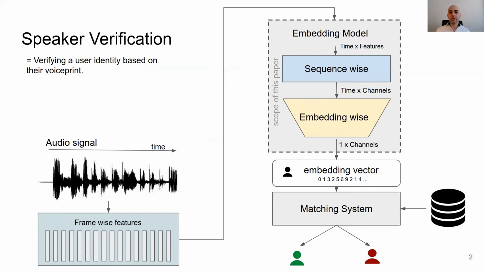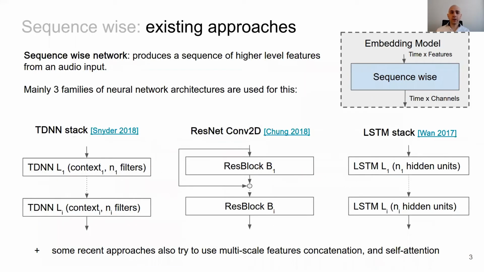It takes the output of the streaming stage along the time dimension to build a fixed size embedding of the audio signal. Let's start with the sequence-wise level. For this purpose, three main families of neural network architecture are used: the TDNN stack used in the X-vectors; ResNet with two-dimensional convolution, popularized by the VoxCeleb dataset paper releases; and the LSTM stack, proposed by Google in the paper Generalized End-to-End Loss for Speaker Recognition, and which is mainly used by them to the best of our knowledge. Some recent approaches also try to use multi-scale feature concatenation and self-attention.